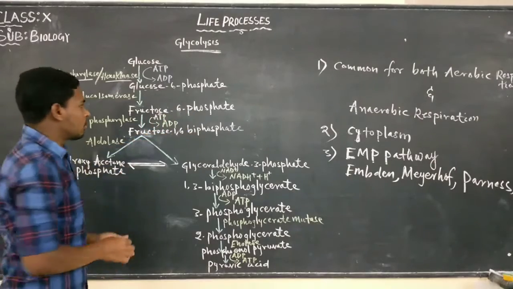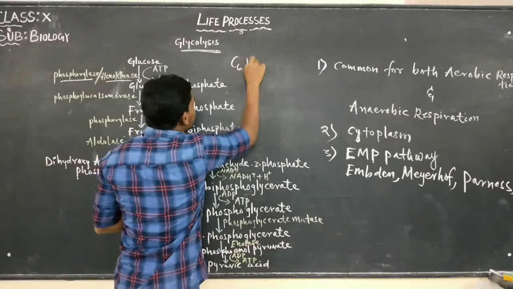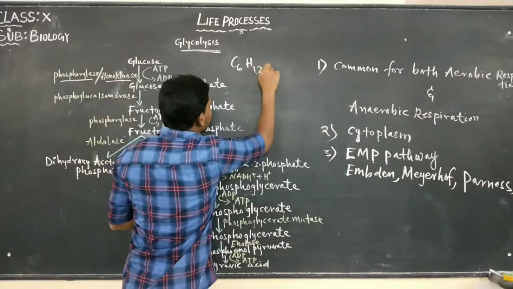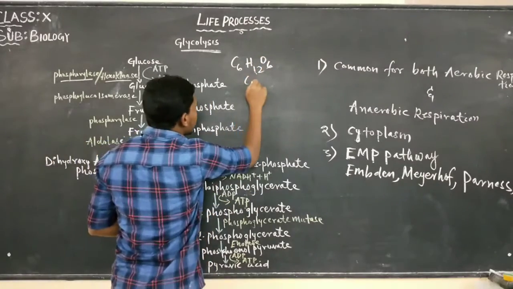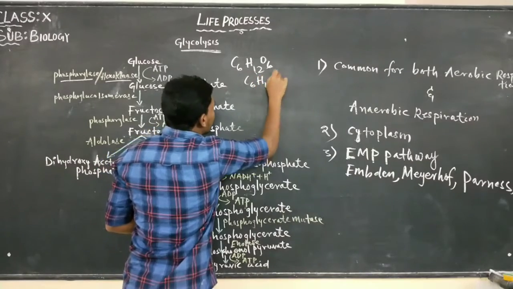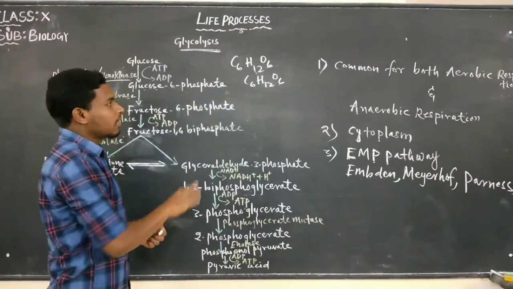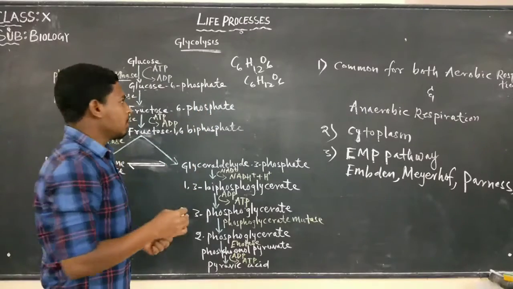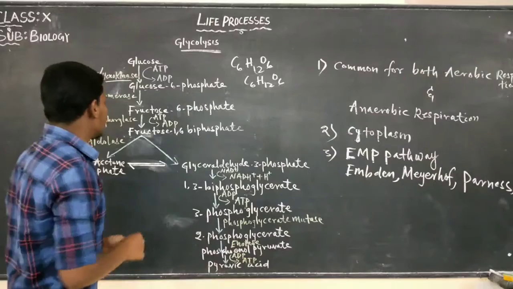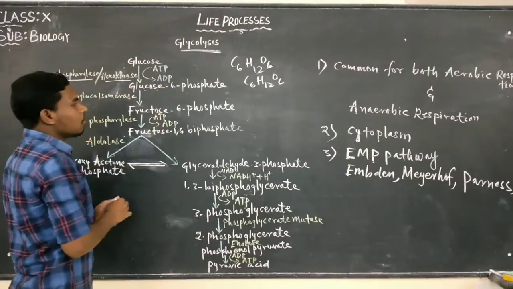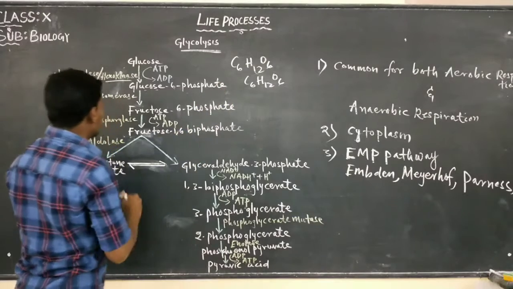The next step: glucose 6-phosphate gets converted into fructose 6-phosphate. We know that glucose is C6H12O6, and fructose is also C6H12O6. There is no difference in the molecular formula, but there is a difference in the arrangement of atoms. That's why fructose and glucose have a similar molecular formula but a different arrangement.